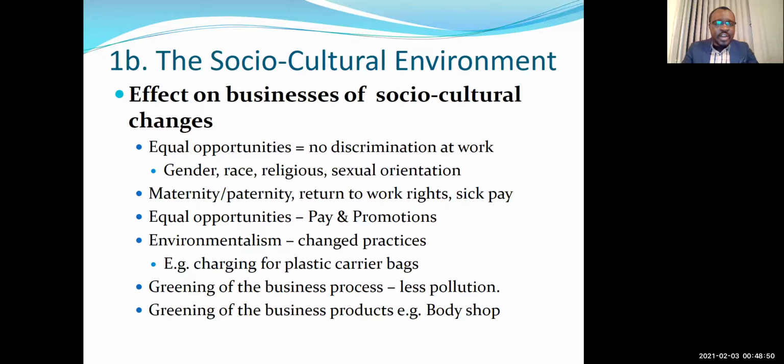Again, the effect on businesses of the socio-cultural environment. What happens? Equal opportunities, right? We always see it now where we have no discrimination at work, no racism, no gender or race biases, no religious and sexual orientation biases. We want everyone to be treated freely and fairly. Give paternity and maternity leaves equally to parents, right? Return to work rights, sick pay equally to them. Equal opportunities, pay and promotions, don't pay one class higher than the other class. Recently there was a publication about PwC where they were paying one class of people higher than the other, and it came up in the news, and it's not a good thing, right?